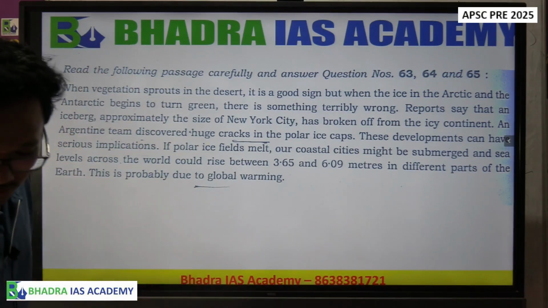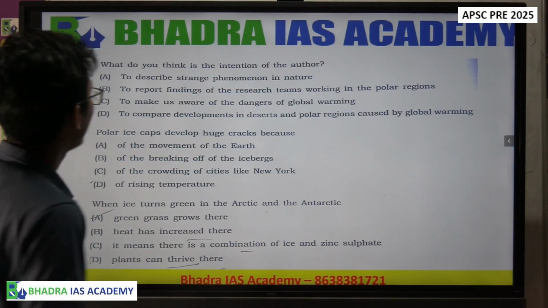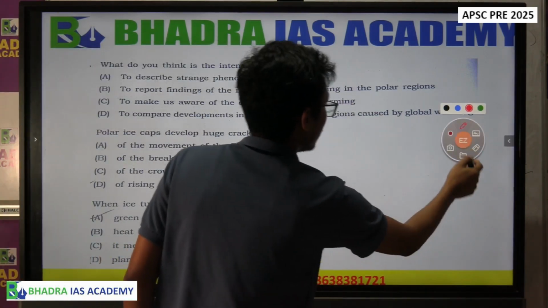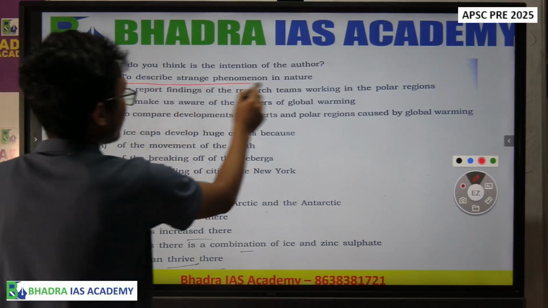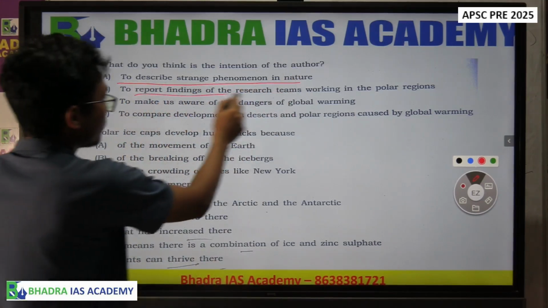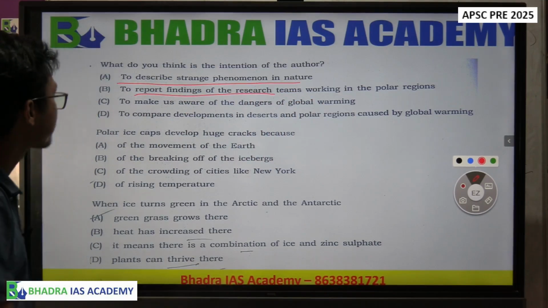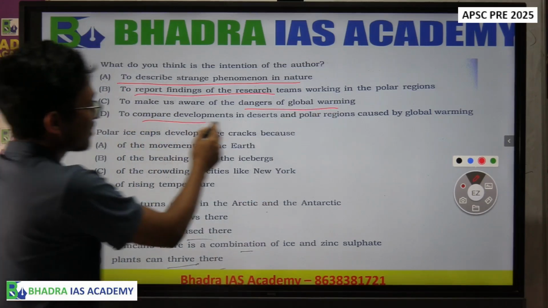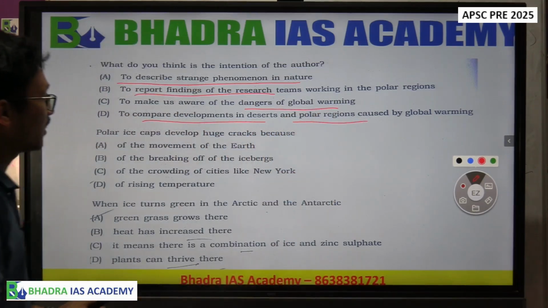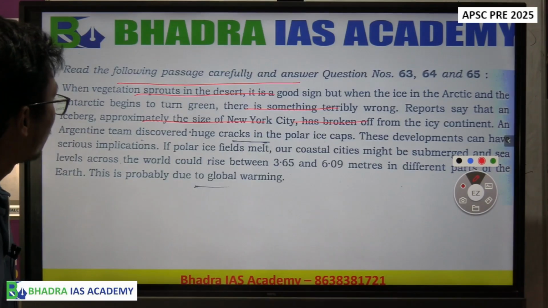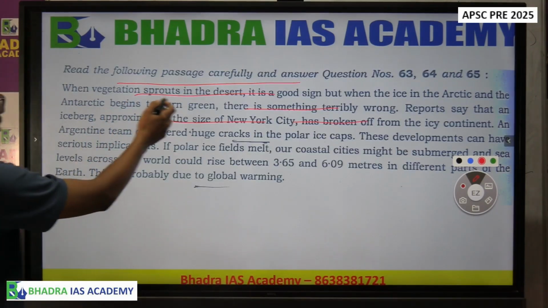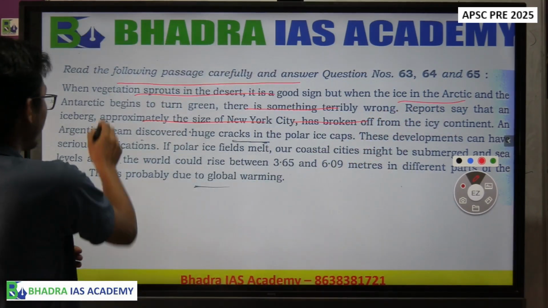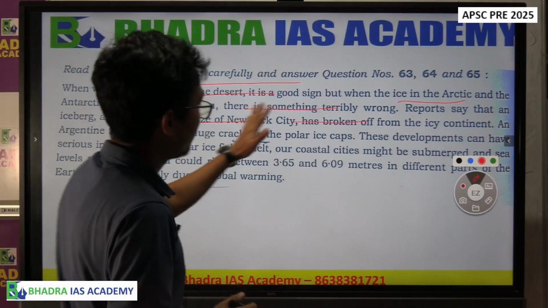So the next passage is this one: what do you think is the intention of the author? So here the options are: to describe strange phenomena in nature, to report findings of the research teams working in the polar regions, to make us aware of the dangers of global warming, or to compare developments in the deserts and polar regions. Okay, so here basically global warming is discussed: vegetation sprouts in the desert, it is good, but when the ice in the Arctic and the Antarctica begins to turn green, there is something terribly wrong.